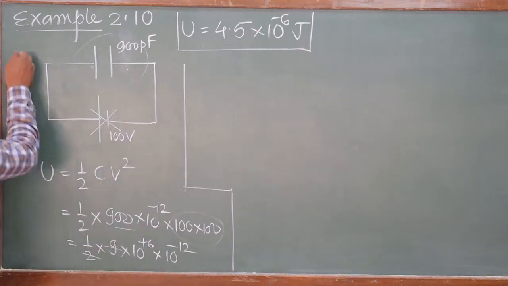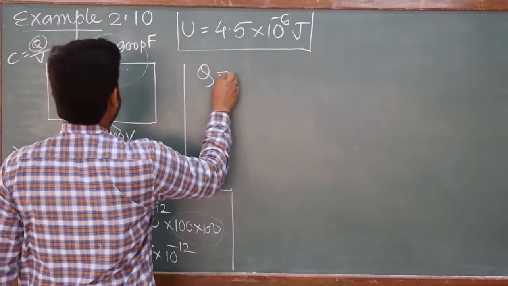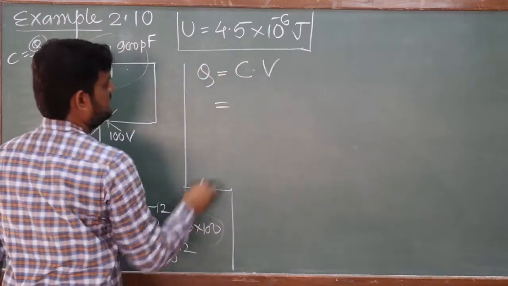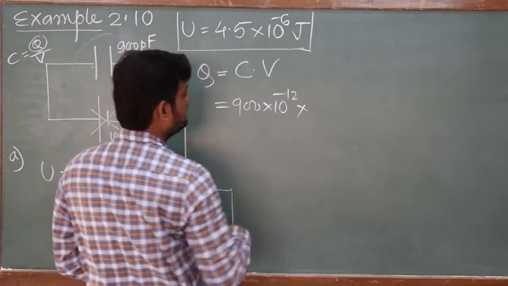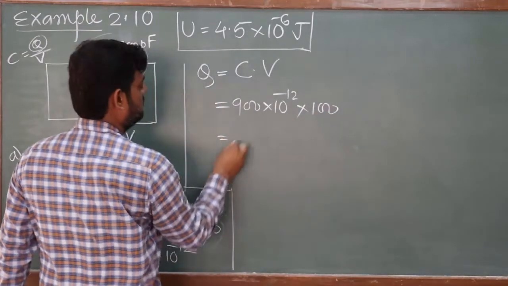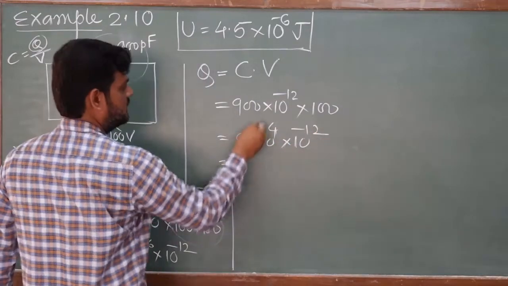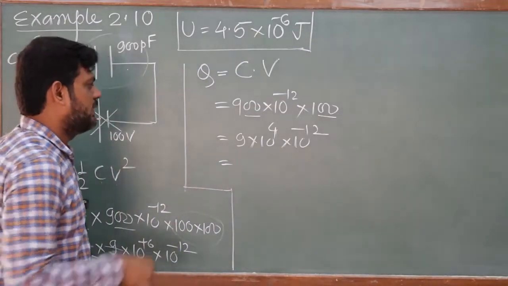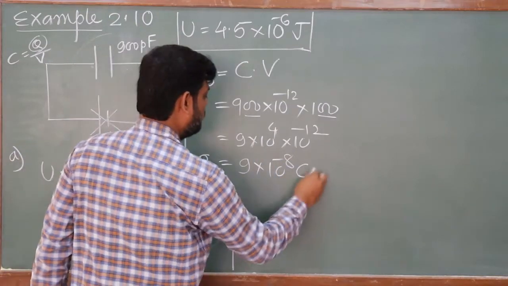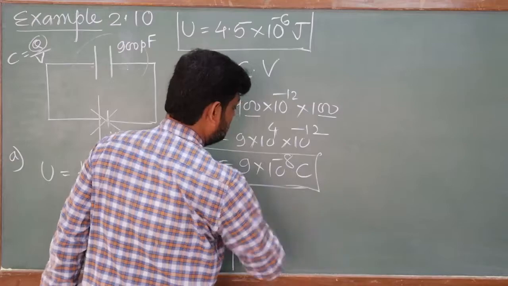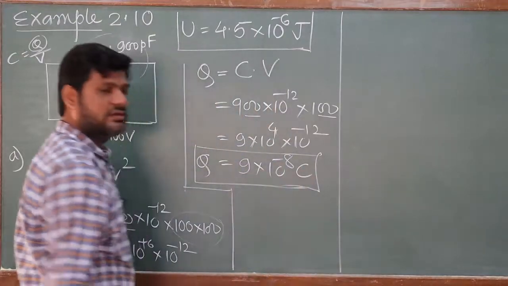So what is the basic formula? C equal to Q by V. With the help of this, we can calculate charge: Q equal to C into V. What is C? That is 900 picofarad, 10 to the power minus 12, and voltage is 100. So 9 times 10 to the power plus 4, times 10 to the power minus 12, it becomes 10 to the power minus 8. So 9 times 10 to the power minus 8 coulomb charge is present on this capacitor. Correct? Now we are moving towards the next part.